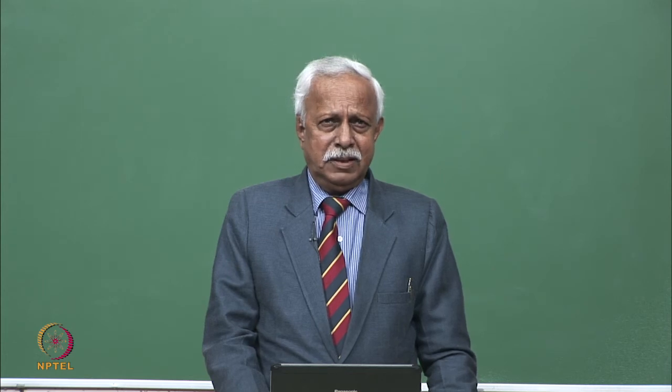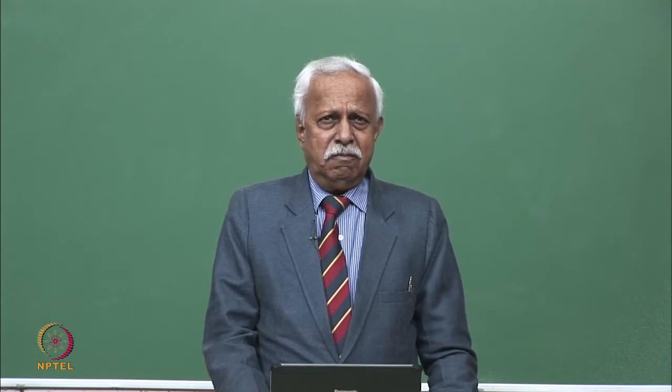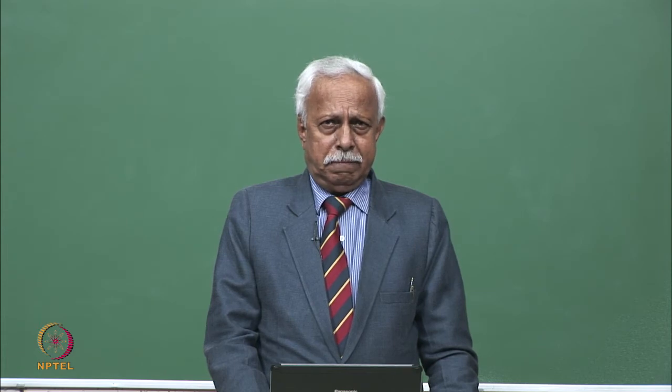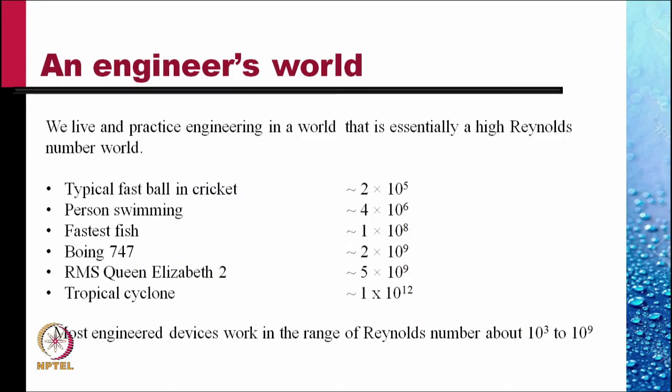Welcome back. In this lecture, we will cover flows at low Reynolds number. We live and practice engineering in a world that is essentially a high Reynolds number flow. A typical fast ball in cricket is at a Reynolds number of about 2 into 10 to the power 5. A person swimming in water swims at about 4 into 10 to the power 6. The fastest fish is at about 10 to the power 8. A Boeing 747 airplane flies at 2 into 10 to the power 9.